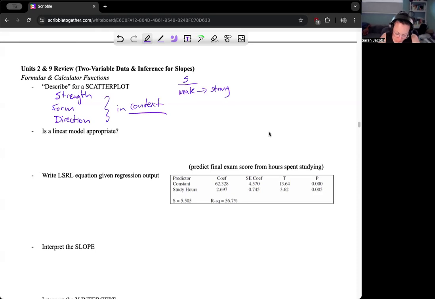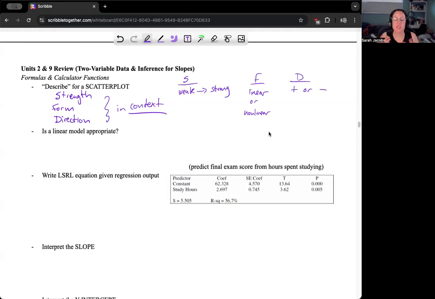Form is going to be linear or nonlinear. For our purposes, I just want you to describe it as linear or nonlinear. Don't worry if you can see that it's exponential or whatever. Just is it linear or nonlinear? And then direction. That is going to be positive or negative, kind of along the same lines as slope.